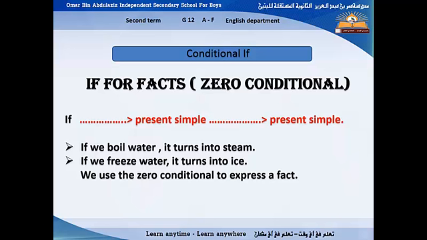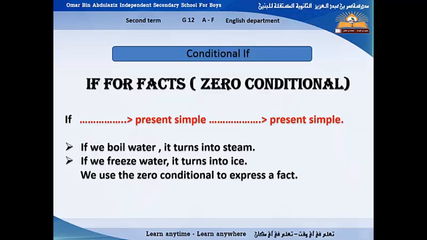If we freeze water, it turns into ice. Freeze, this is present simple. Turns, this is present simple too. The meaning here is, if you put some water in the fridge for a long time, it is going to turn into ice. So freezing water has one possibility, it's turning into ice. We use the zero conditional to express a fact.